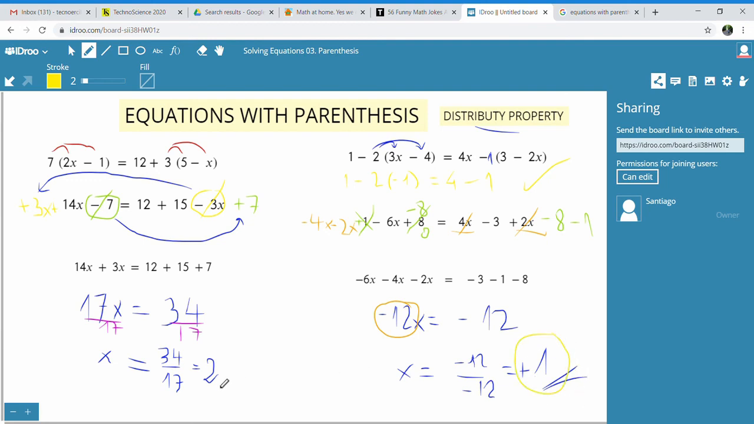The same we can do with number 2 here. You can do it yourself and check it. That is true. So with this, I have finished how to solve equations with brackets. Now you're ready to do this type of equations in the exercises.